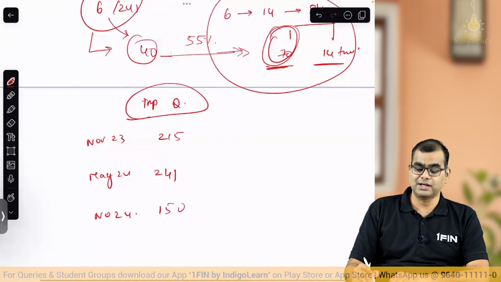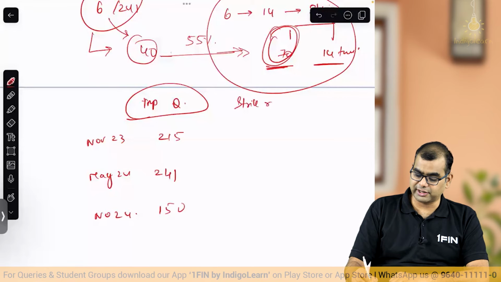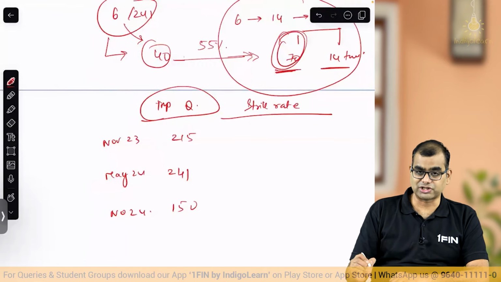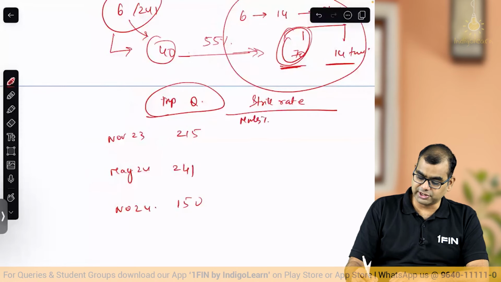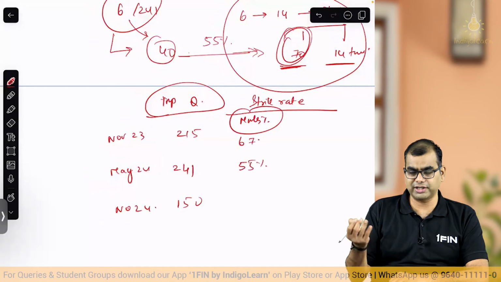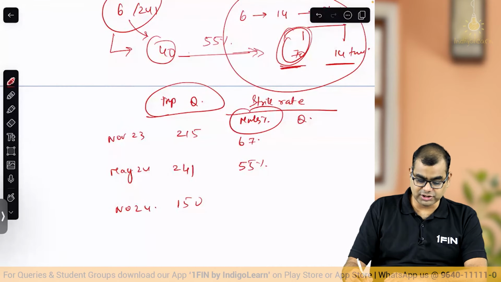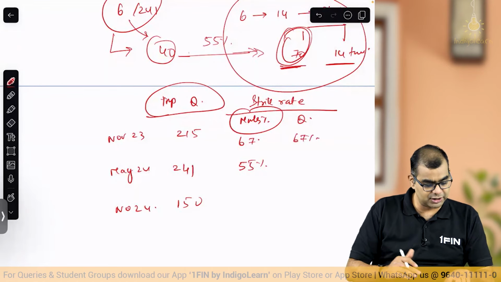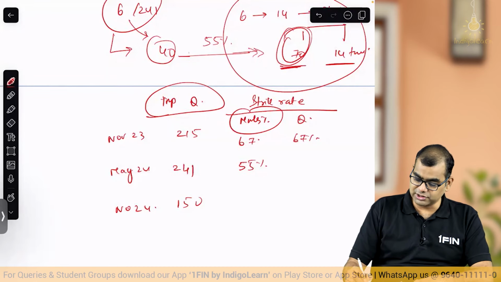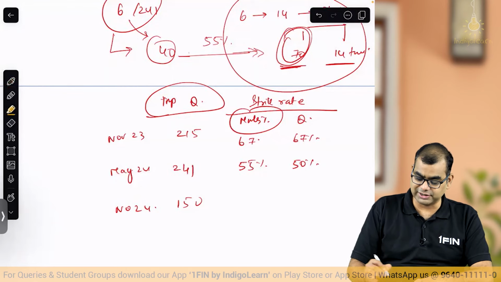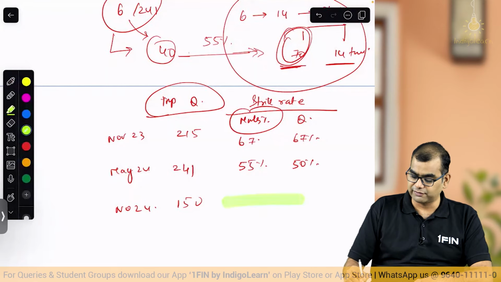Then we have something called strike rate. Strike rate is how many questions or marks came from this 215 or 241. So the strike rate, as a marks percentage, in May 24 was 55% and November 23 was 67%. 64 by 96 is 2/3, which is 67%. And strike rate in terms of questions was 8 by 12, which again comes to 67%. This is for November 23. And strike rate for May 24 was 6 by 12, which is 50%. Now let us see what the strike rate is going to be for this particular attempt, which is November 24. Which is what we are looking for.